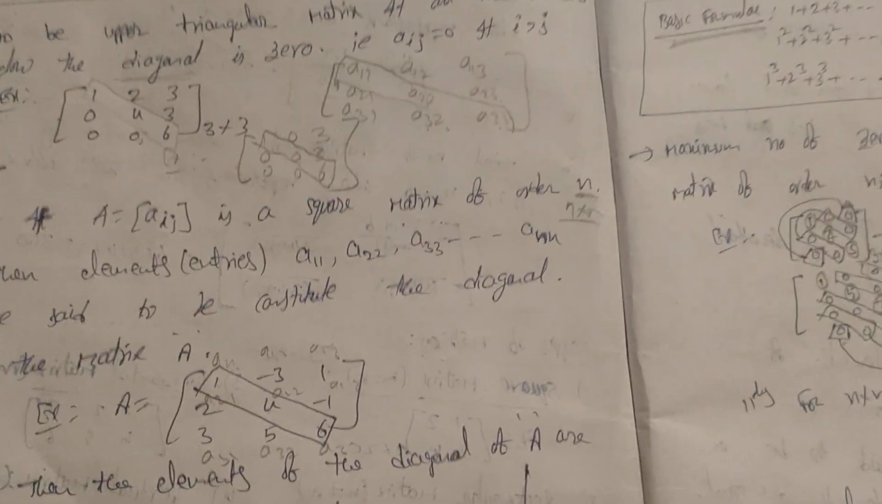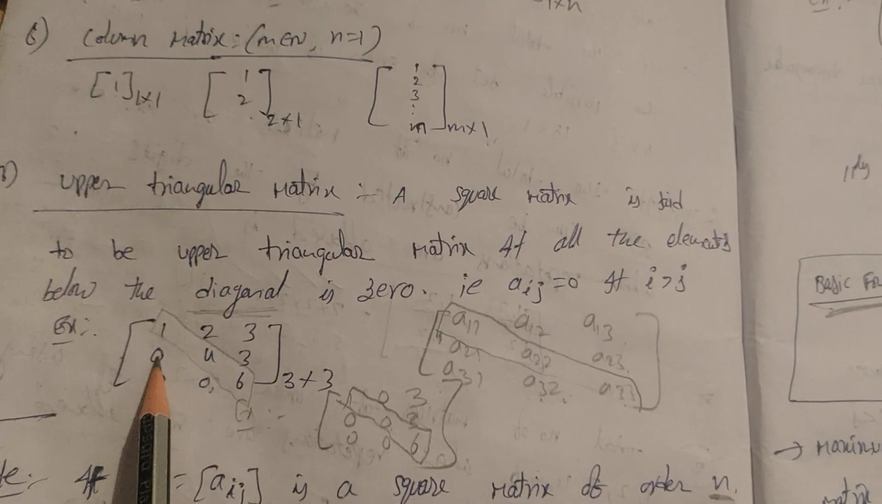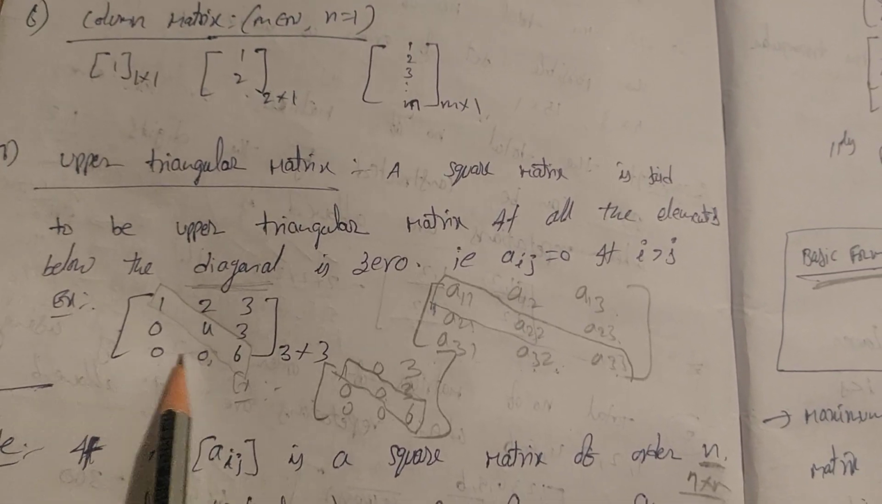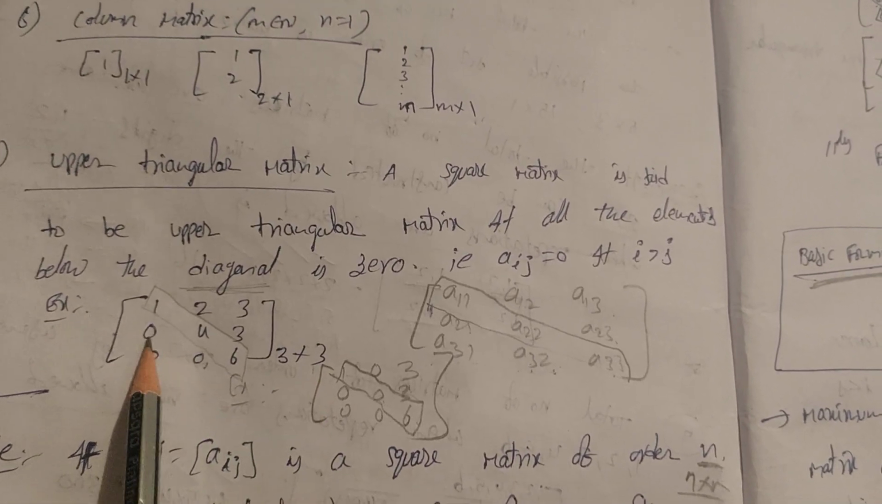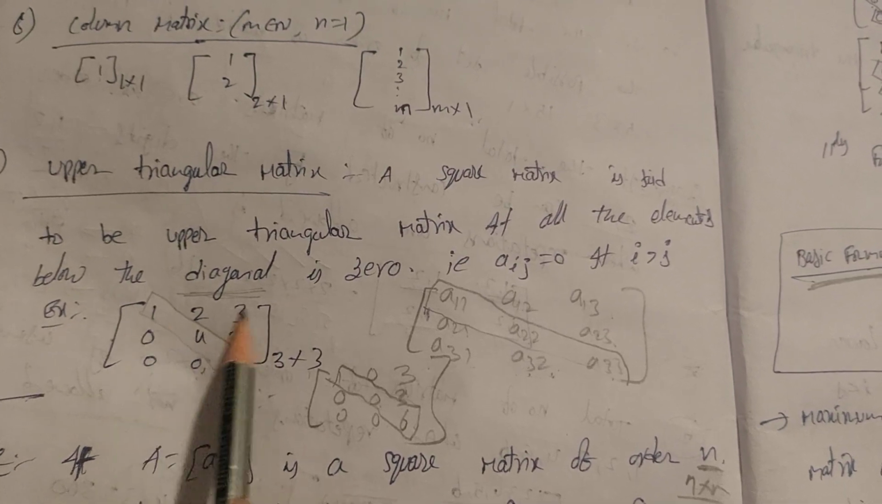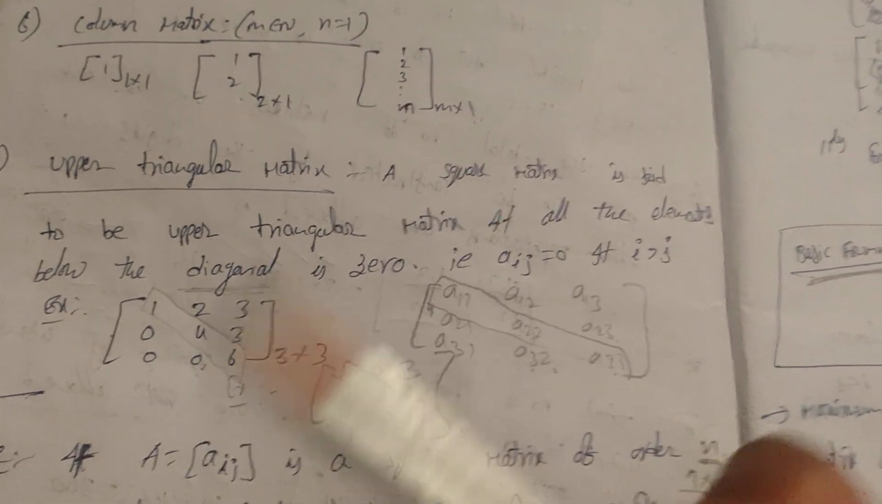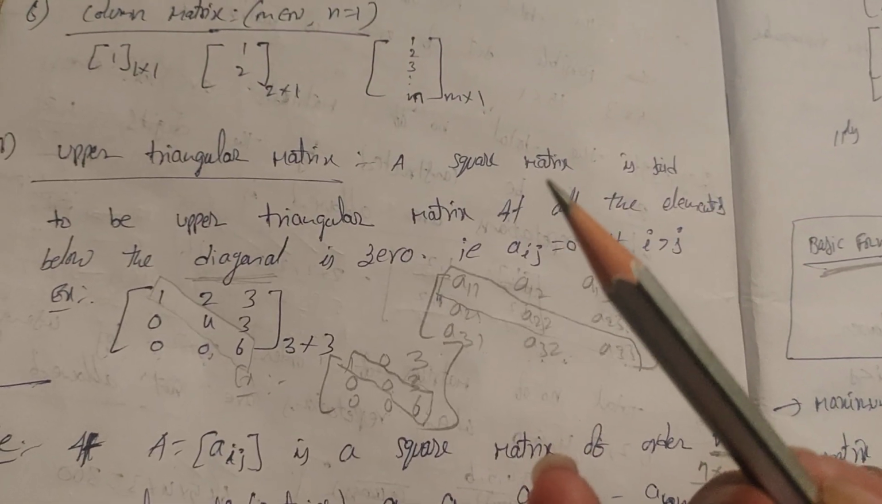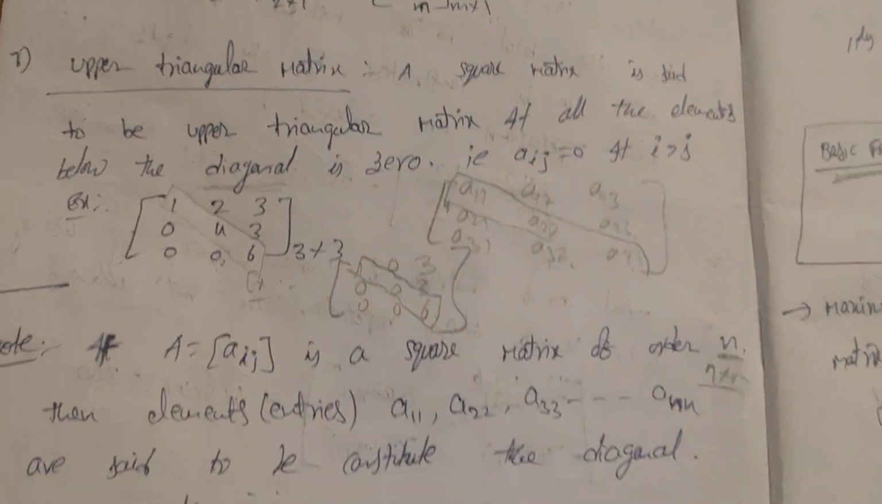Remember, minimum number of zeros means only these three will be 0. For suppose if you go for a 3 by 3 matrix, only these three will be 0, and the remaining should not be 0. Maximum means all may be zeros. Okay, that is the important point here. By taking 3 examples I will explain.